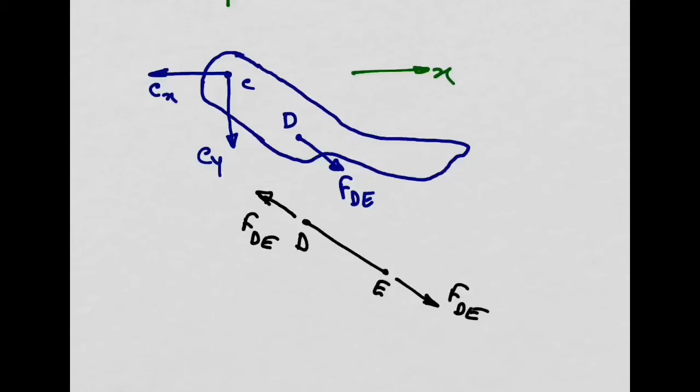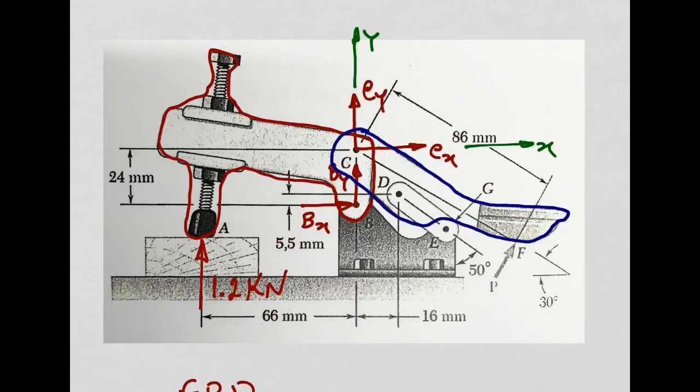So in point D, I only have one reaction there, FDE, which is the force in the strut. Okay? Again, I applied Newton's third law, action-reaction. What else do we have in this blue component?